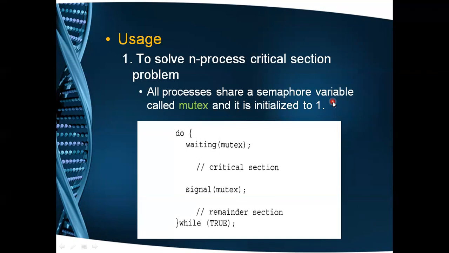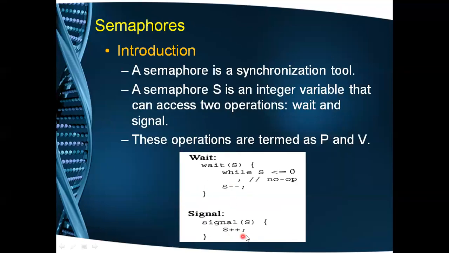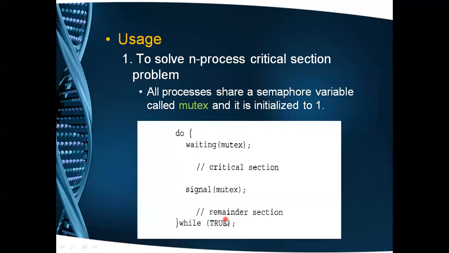At the same time, suppose some other process is trying to enter into the critical section. That process will execute the same code, wait of mutex. Now the mutex is 0. The second process will not be allowed to enter into the critical section until the completion of the first process. So consider the first process completes the critical section and comes out. It will execute signal of mutex. In signal, we are just incrementing the variable. So the mutex will be incremented. Now it is again from 0 to 1. Again the second process tries wait of mutex, it can be allowed because the first process already completed the execution of the critical section.